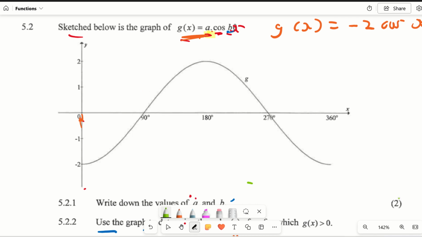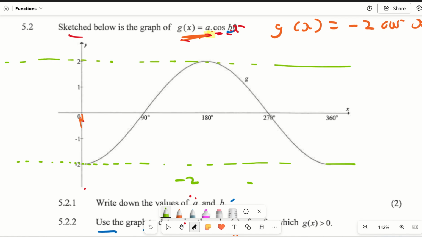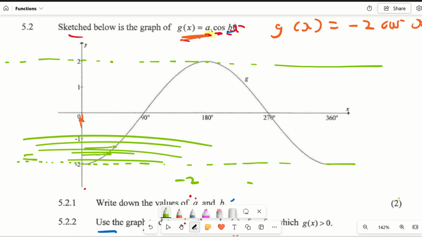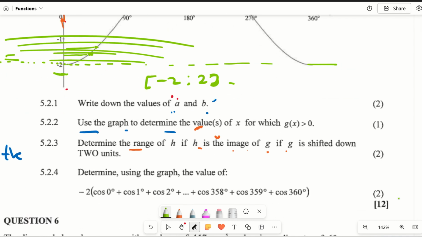What do I mean by that? You're gonna draw vertical lines like this from the lowest point. The lowest point of the graph is at -2. The highest point of the graph is at 2. So a range is basically all of the y values on the graph, between -2 and 2. So therefore you're gonna write from -2 to 2, including the values. That is your range.